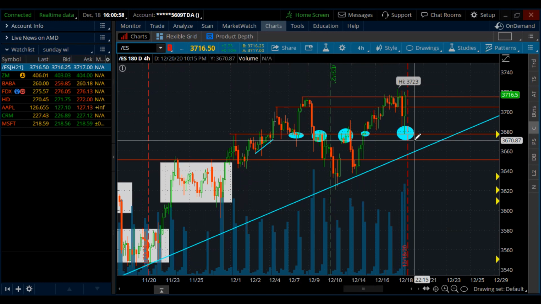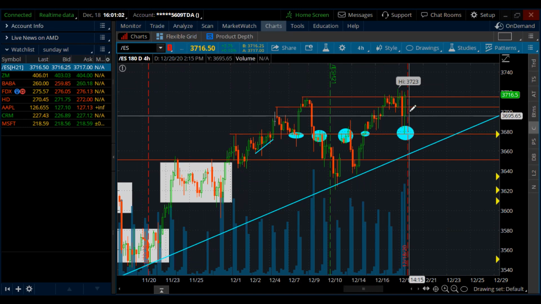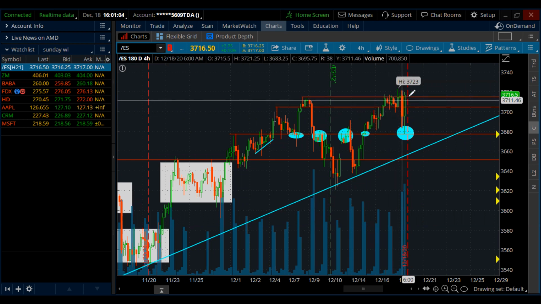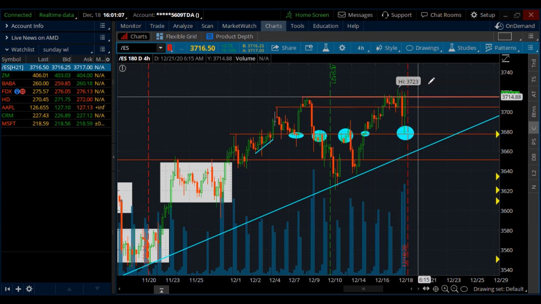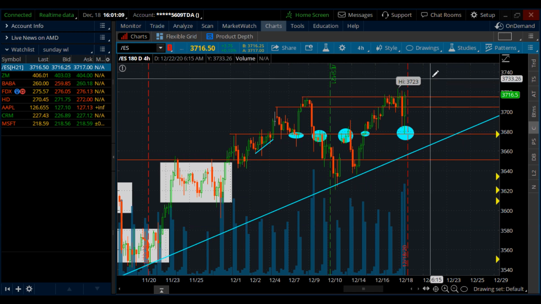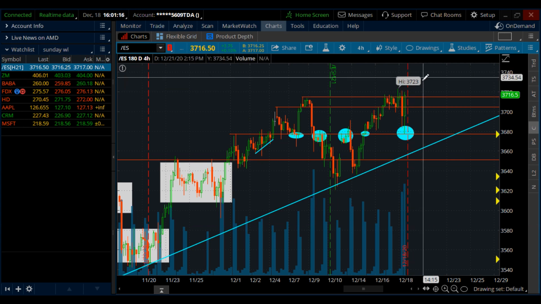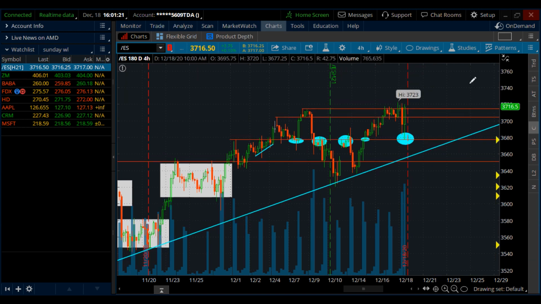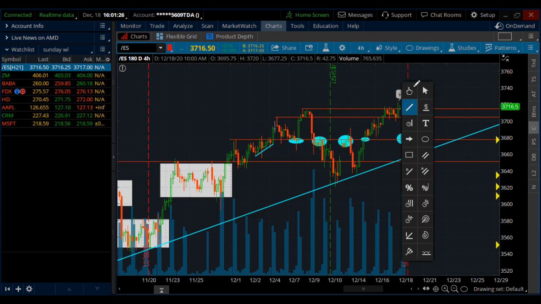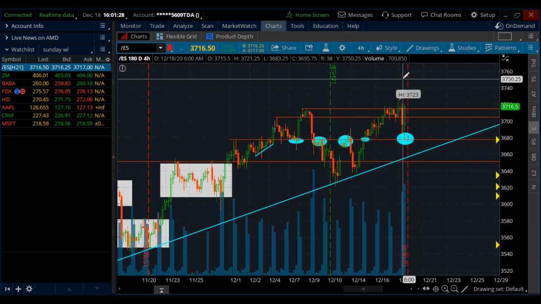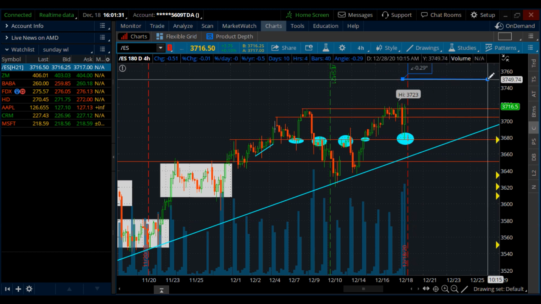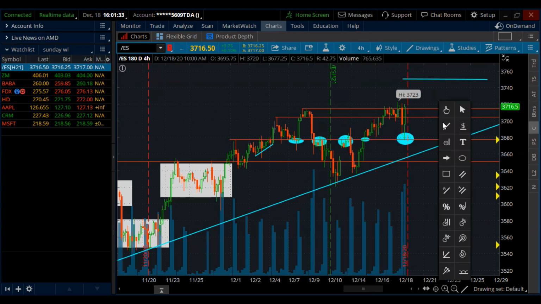So now what we're going to look for is for this supply zone to break out in the next few weeks, and look for whole numbers. Right now we're at 37.23, the all-time high. We're going to be looking for 37.30, 37.40, but the next actual whole number would be 37.50. So that's going to be the next level that we actually look for up top right here. So you want to look for whole numbers on ES.